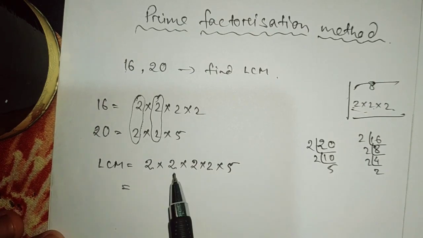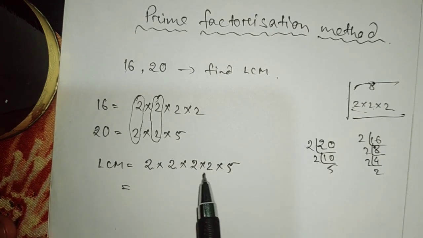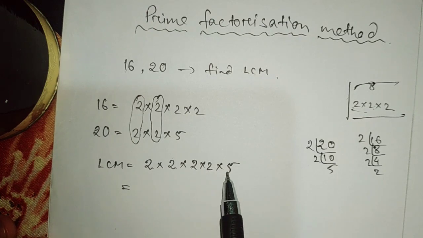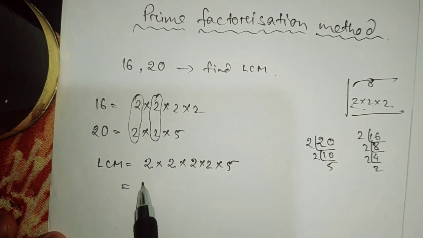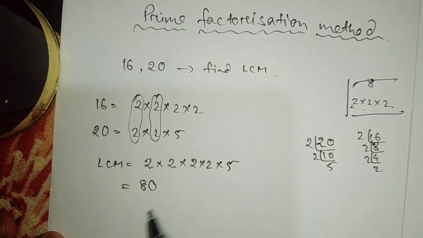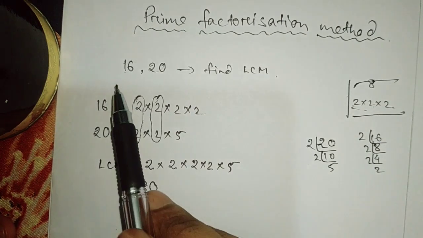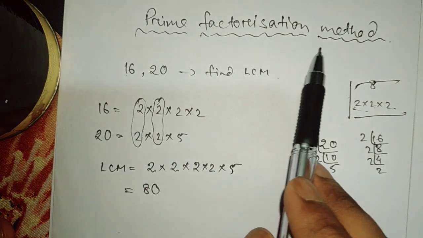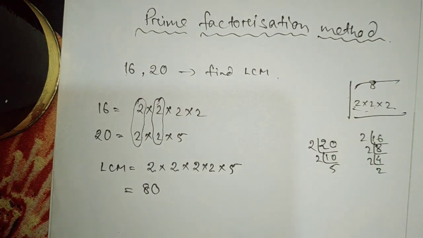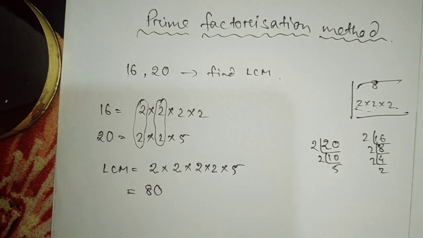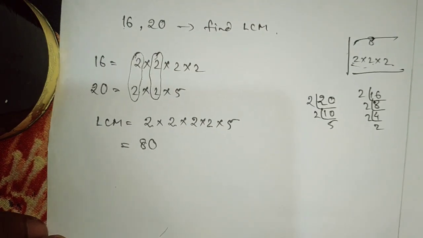So if you multiply here, 2 2s are 4, 4 2s are 8, 8 2s are 16, 16 5s are 80. Okay, so our LCM will be 80. In this way we find the LCM of two given numbers by using prime factorization method. Okay, now let us take another example.